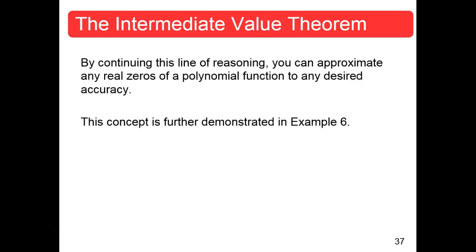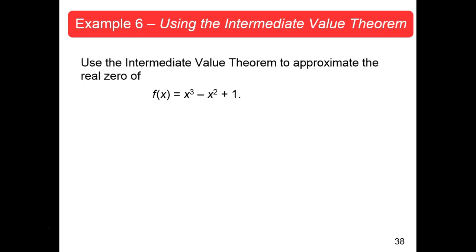By continuing that line of reasoning, you can find any real zeros of the polynomial function to any desired accuracy. That's an easy statement to say. It's probably going to be a little harder to do. But example 6 will show you how. Here's example 6. Almost the same function, but not quite. Use the intermediate value theorem to approximate, I'm not going to tell you exactly, but approximate the real 0 of this. And they only say one real 0.